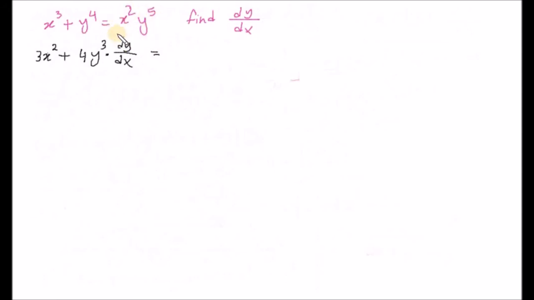So I have to use the product rule. The product rule says the first function times the derivative of the second function. So the derivative of the second function is 5y to the fourth power. I'm not going to stop because I see a y, and I'm going to follow it with dy over dx because y is a function of x, plus the derivative of the first function times the second function.